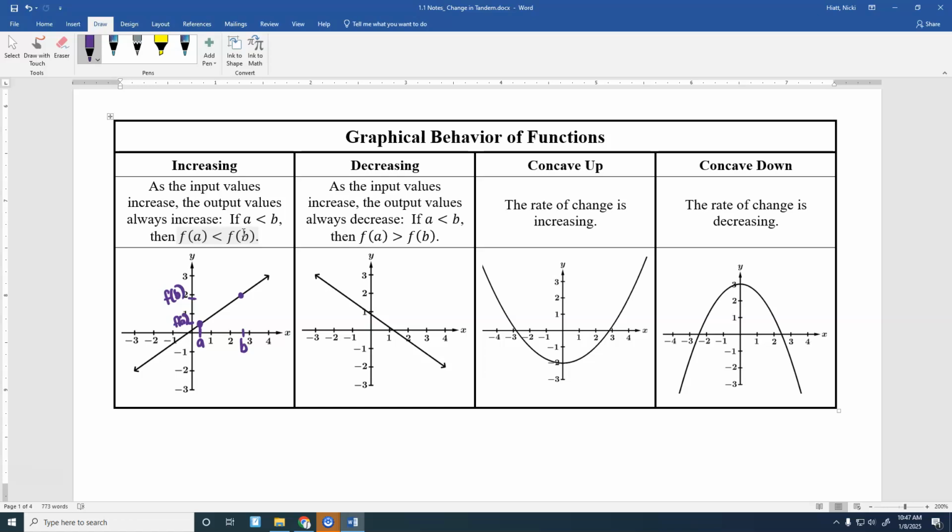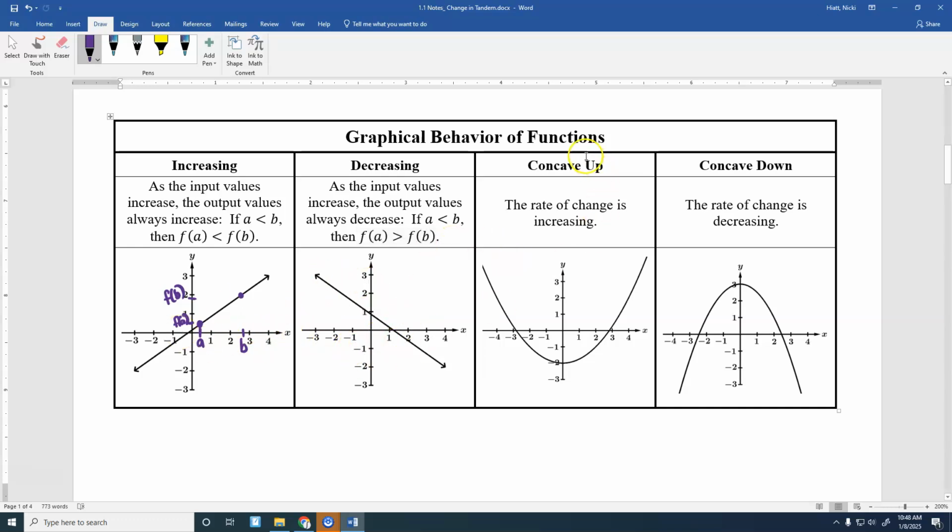Decreasing is pretty much the same definition, but you'll notice that this sign has been flipped right here. So if A is less than B, f of A is greater than f of B. So whenever your input values get bigger, your output values get smaller, right?